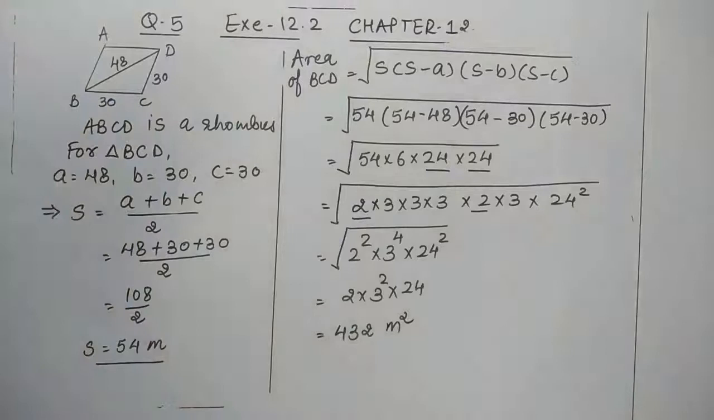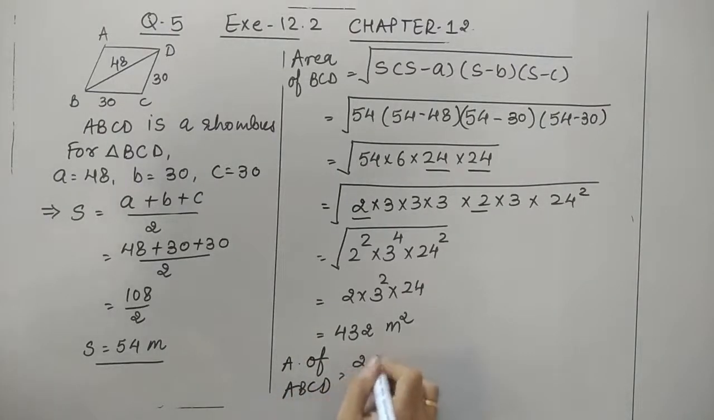But the triangle is the half portion of this rhombus. So let's go for the area of the rhombus. It's very obvious that it is twice the area which we obtained for BCD. So it is twice into 432. 2 twos are 4, 3 twos are 6, 864 meters squared.